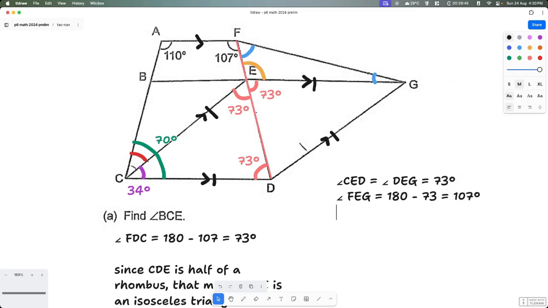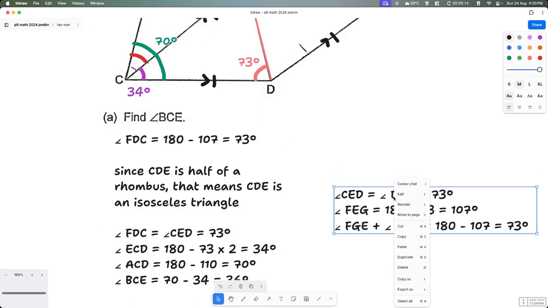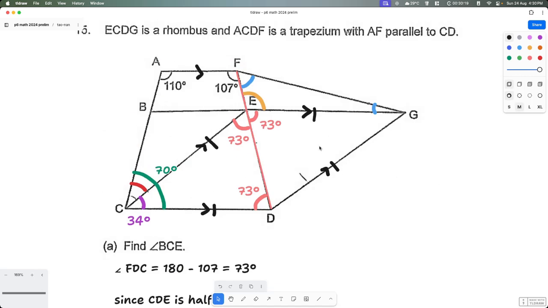Okay, so then that means for FEG, angle FGE plus angle EFG is equal to 180 minus 107, which is equal to 73 degrees. Okay, there you go. So that's your answer. Right, so that's it for this question over here.